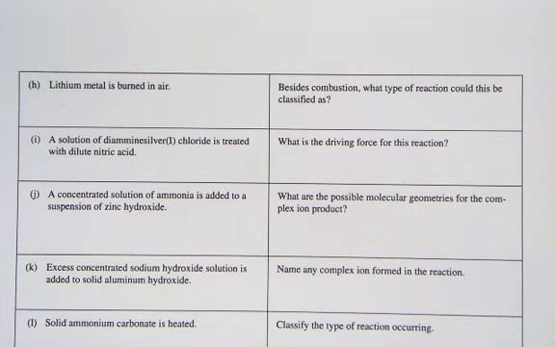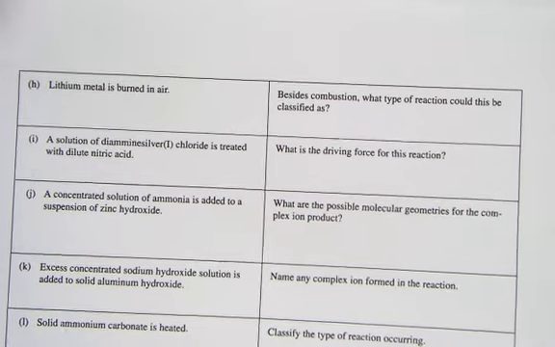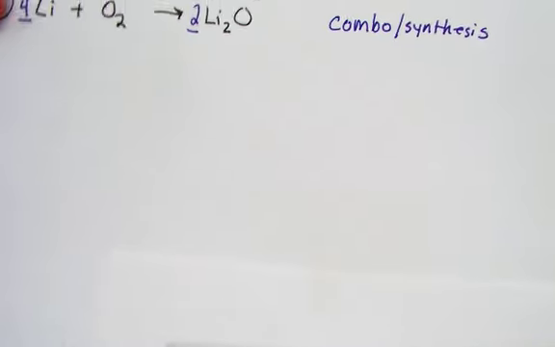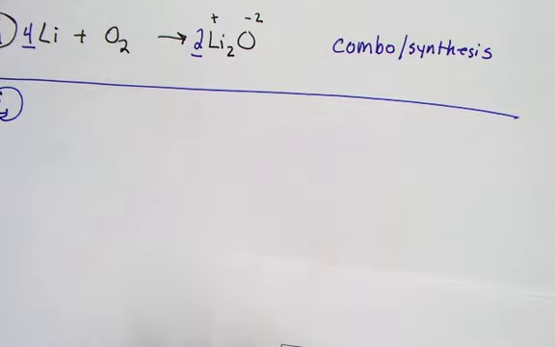Letter I reads: a solution of diamminesilver(I) chloride is treated with dilute nitric acid. And what is the driving force for our reaction? Now this might be the most unfamiliar pattern, dealing with a complex ion. So let me give a little background to letter I.